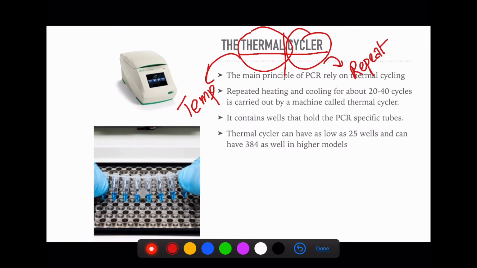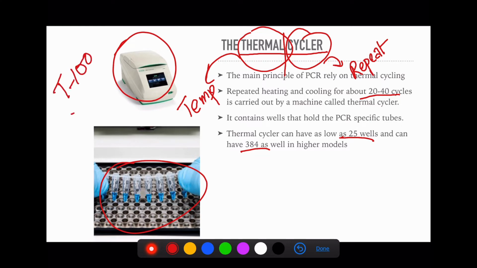Repetitive heating and cooling for about 20 to 40 cycles, depending on the amount of amplified product needed, is carried out by the thermal cycler. It contains grooves or wells to hold PCR specific tubes. Different thermal cycler machines have different numbers of wells, ranging from 25 wells to 384 wells, depending on the model of the machine. The thermal cycler shown here is a Bio-Rad T100, which I have personally used, and it contains 96 wells.